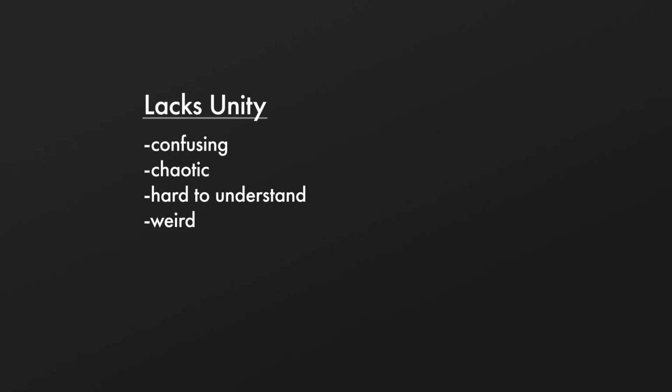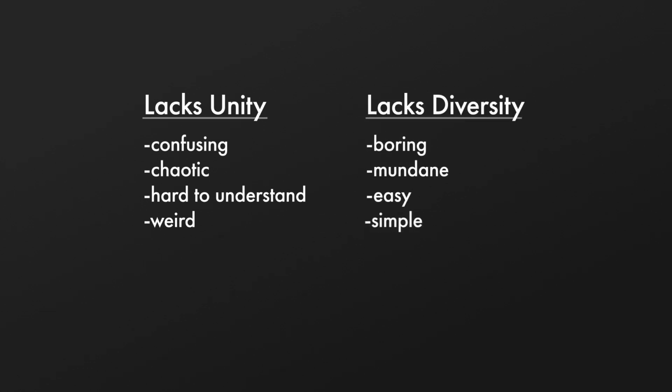And this transcultural aesthetic sense can be seen in our most common and natural reactions and vocabulary that we use when we see different works. A lot of our language can be neatly split into words of unity and words of diversity. For instance, if something does not have unity, we will say that it is confusing or chaotic, or it's hard to understand or weird. These are all words that are fundamentally about a lack of unity. So also, if we say that something is boring, mundane, easy, simple, we are communicating that it lacks diversity.